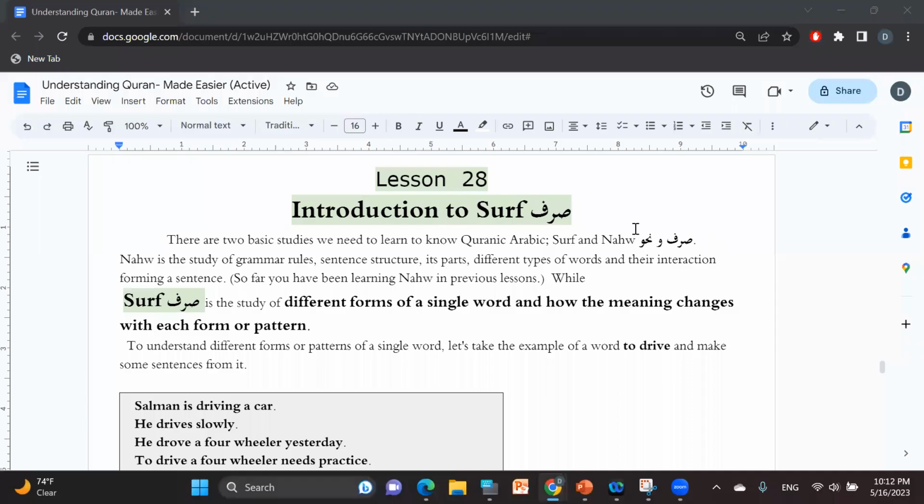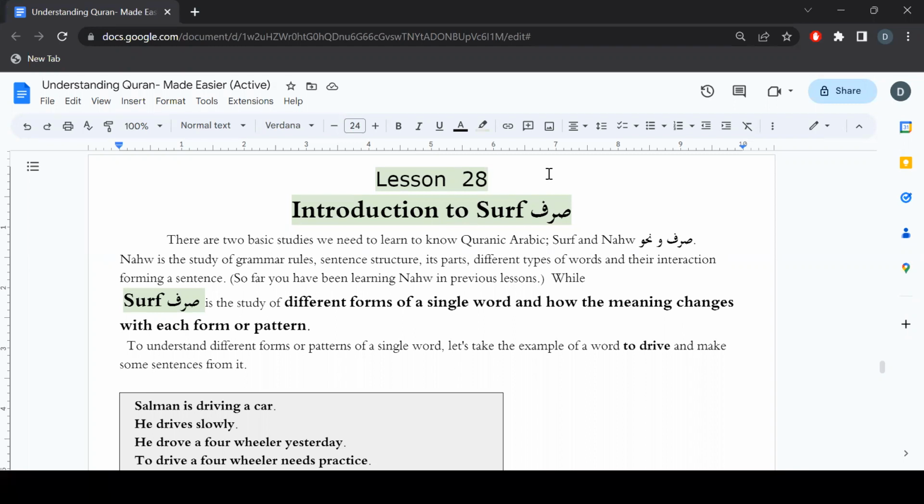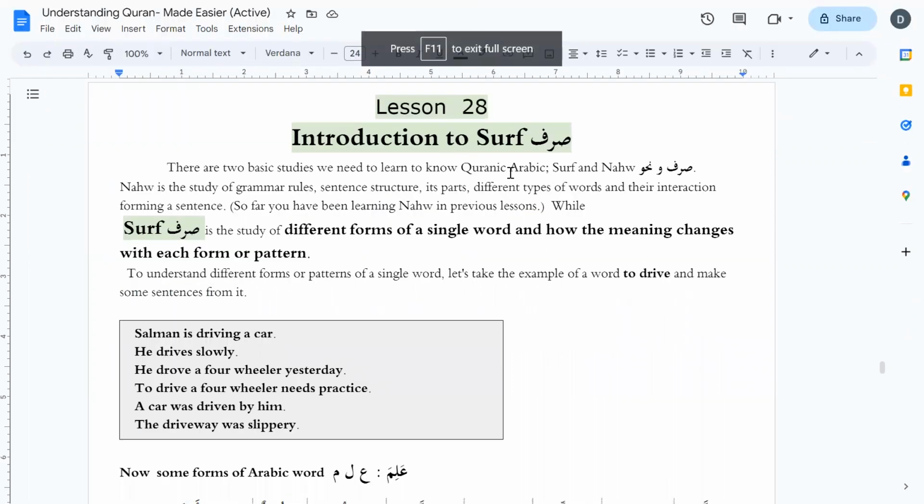So this is the doc, and this is lesson 28. You might recall what you already learned from videos. So in lesson 28, we did the introduction of Sarf, and Sarf is the study of different forms of a single word, same word, different forms, and how the meaning changes with each form or pattern.